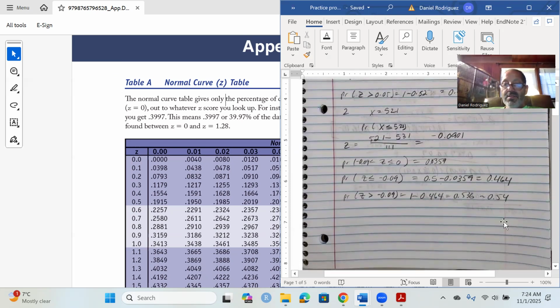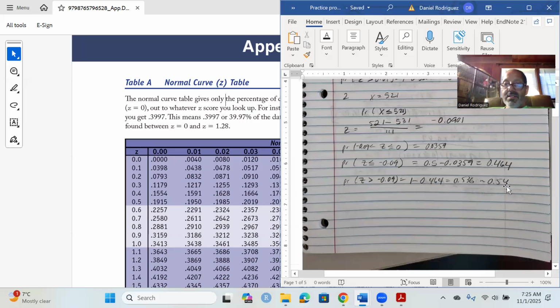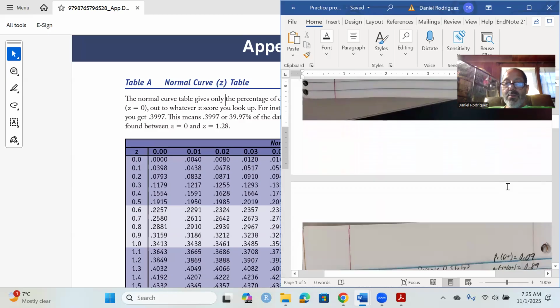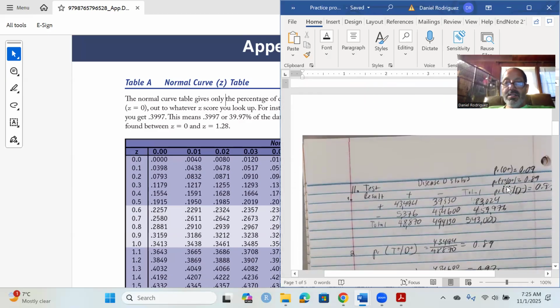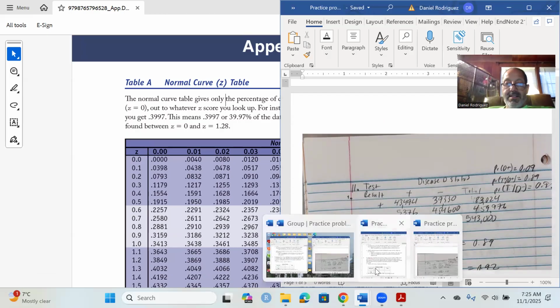So 54% of people scored above this youngin, or wean, as they say in Ireland or Scotland. And 46% scored at or below this individual. Sweet. All right, I think that's all I had for that one. Let's keep on going.